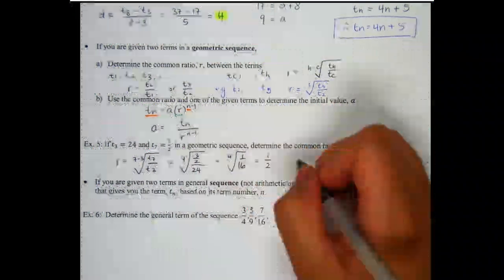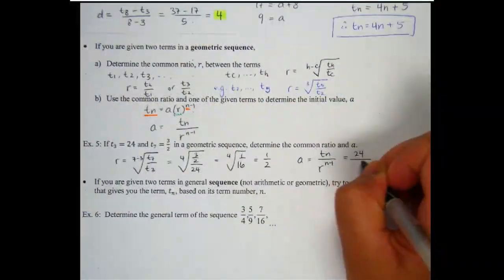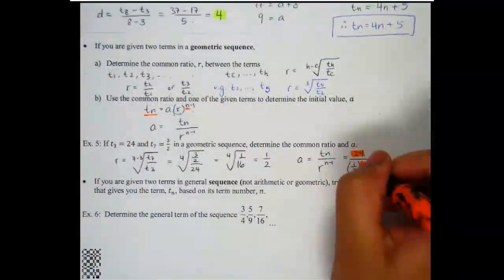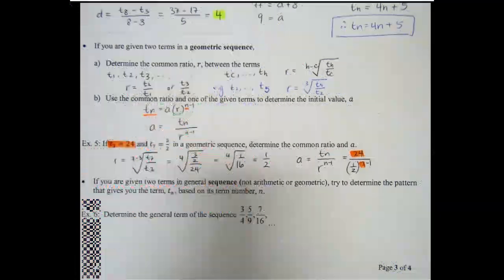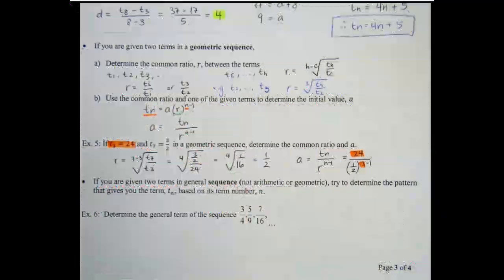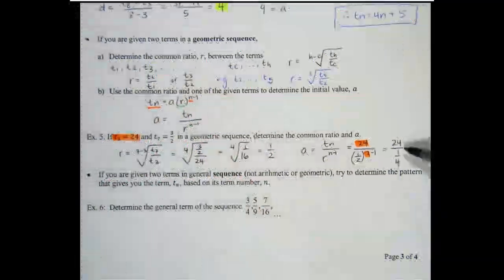And once you have that, you can find A by doing Tn over R to the power of n minus 1. So I'll take 24 for Tn, and R I just found is half, 3 minus 1. This 24 and this 3 comes from the fact that the third term is 24. And so you get 24 divided by a quarter, which equals 96 as your initial term.